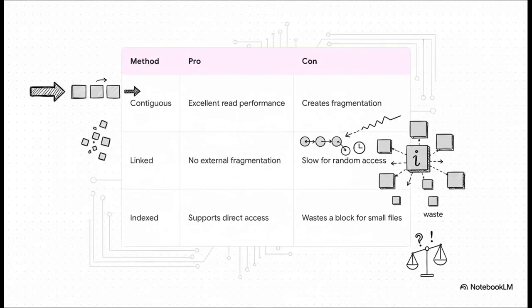So to just quickly sum that up, contiguous is really fast, but it's wasteful. Linked is way more flexible, but it can be slow if you need to jump around in a file. And indexed, well, it's pretty much the best of both worlds, giving you that super fast direct access, even if it is a little bit of overkill for teeny tiny files. The big takeaway here is that there's always a trade-off.